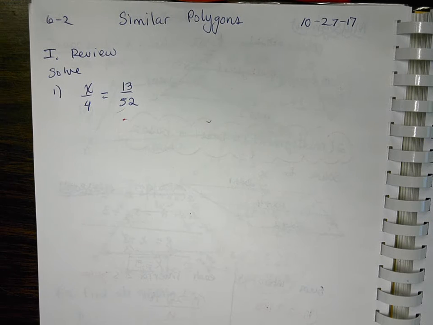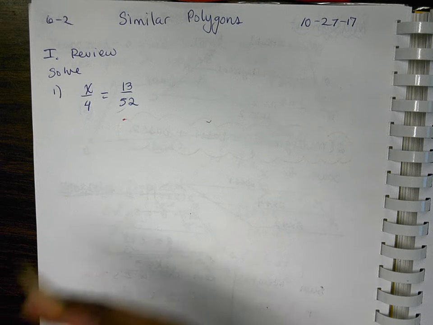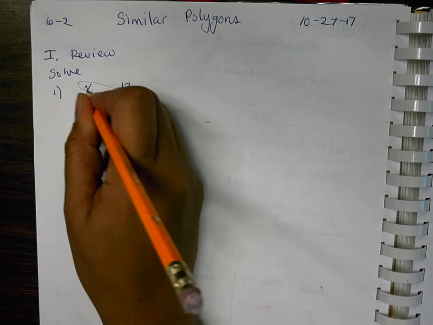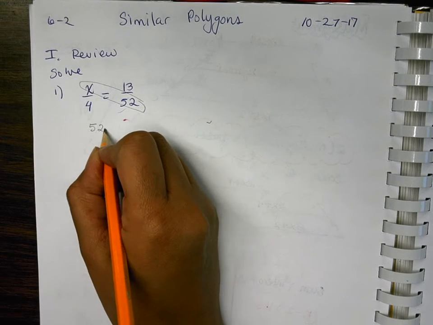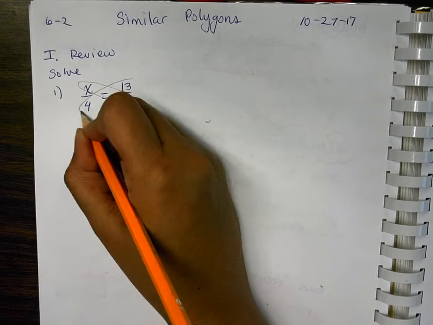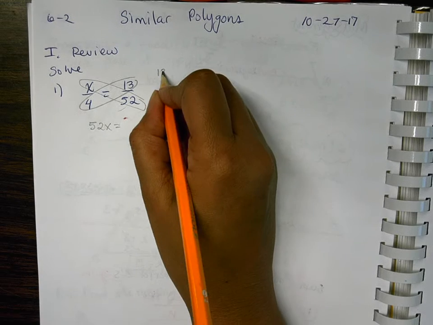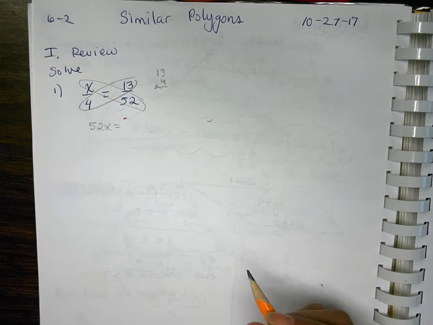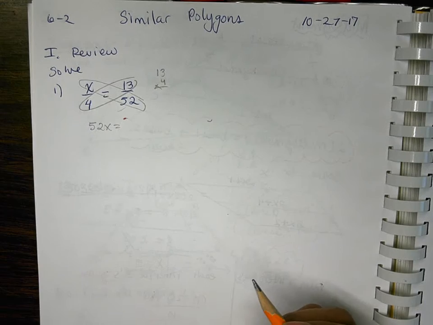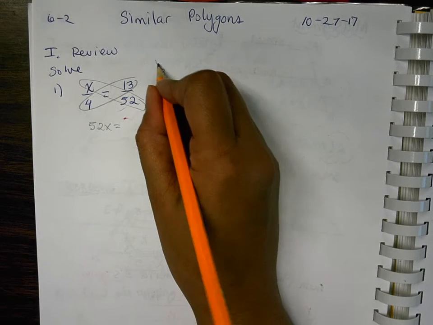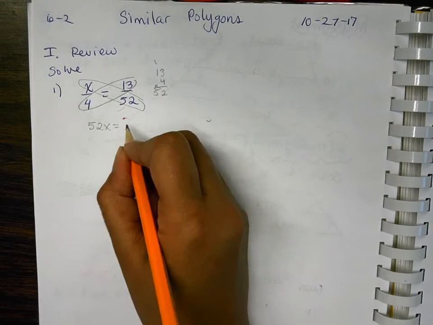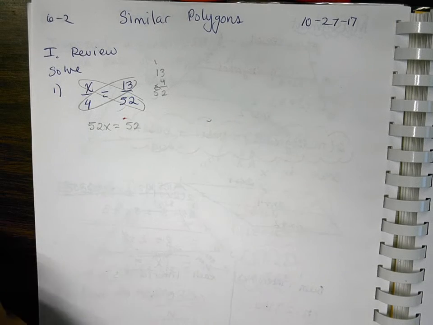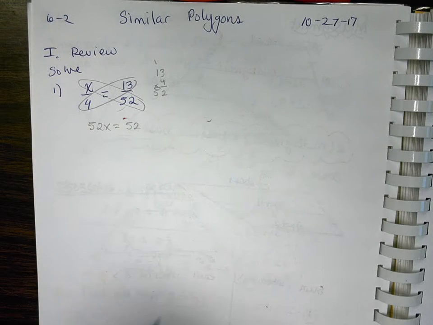Do you guys remember this from middle school, how to solve? What's the process called? Cross multiply. 52x equals 13 times 4. 13 times 4 is what? 52. And then when I solve, I divide both sides by 52.